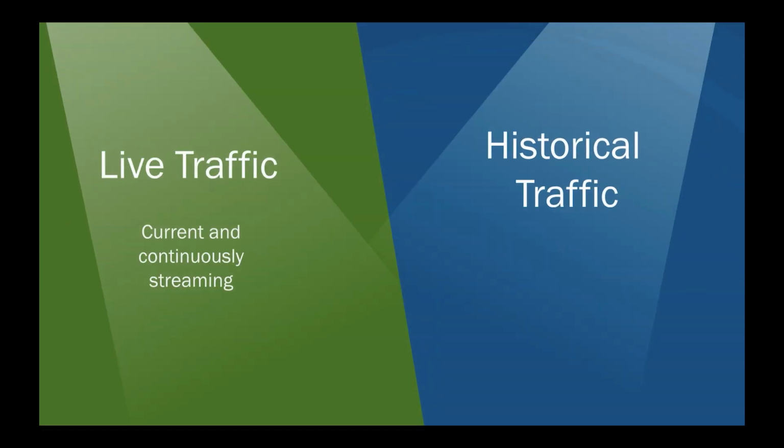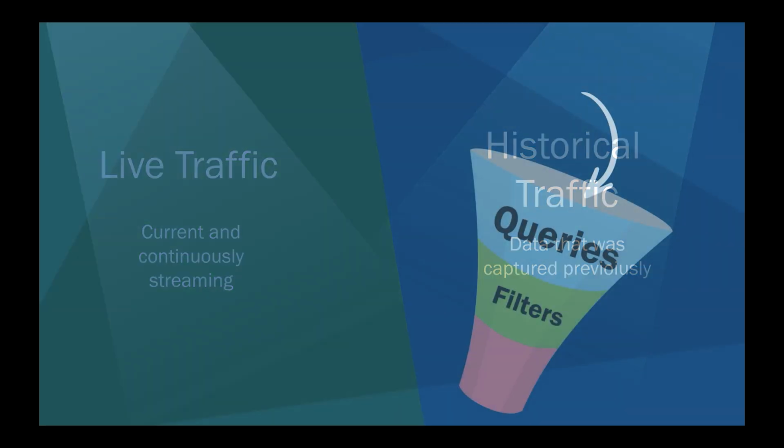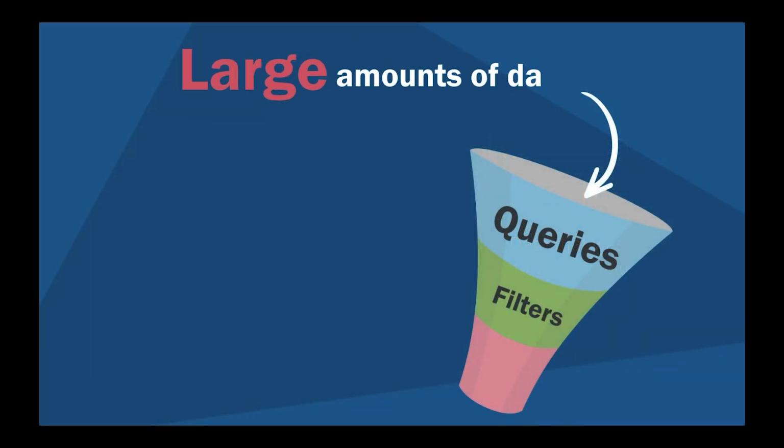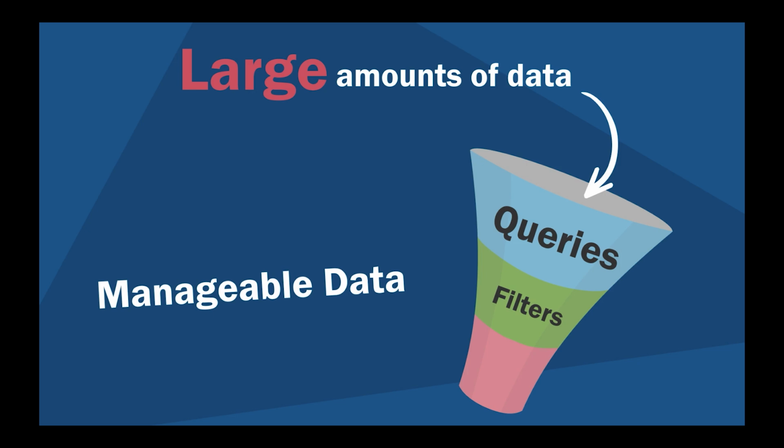Live data is current and continuously streaming, while historical data is data that was captured previously and then uploaded. Queries and filters help limit large amounts of information into a more manageable data set for analysis. Each time you apply a filter, your search gets more focused.